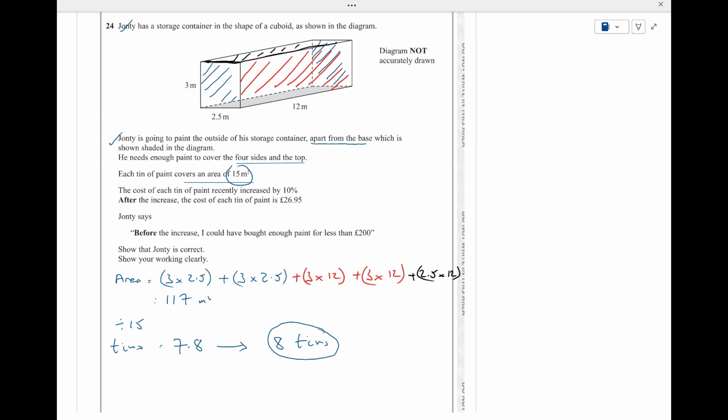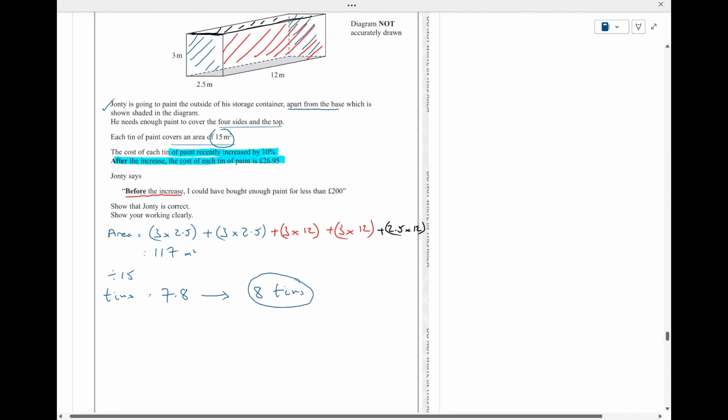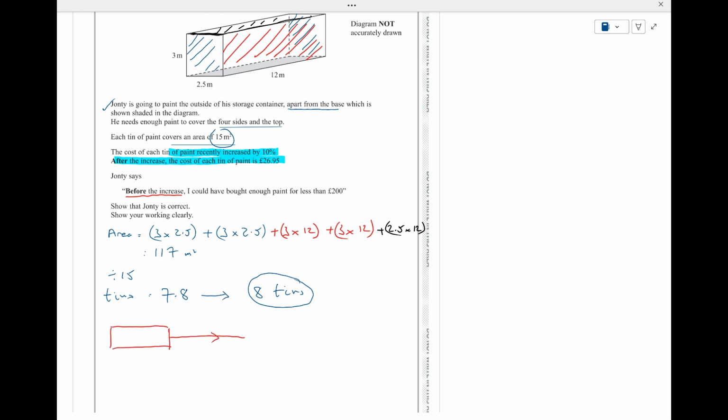The cost of each tin of paint recently increased by 10%. After the increase, the cost is that. Jonty says, before the increase, I could have bought enough paint for less than £200. Well, how much was the paint before the increase? Let's have a look. So, here's the paint before the increase. It gets increased by 10%. And now, a tin of paint costs £26.95.